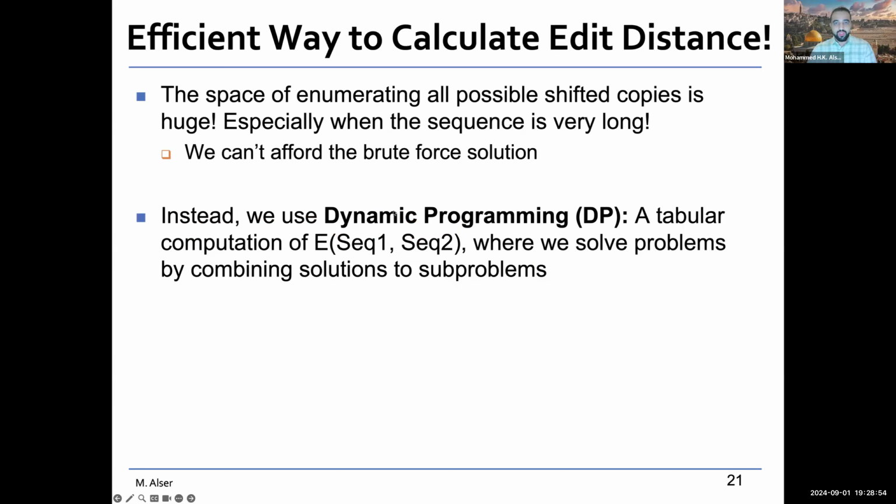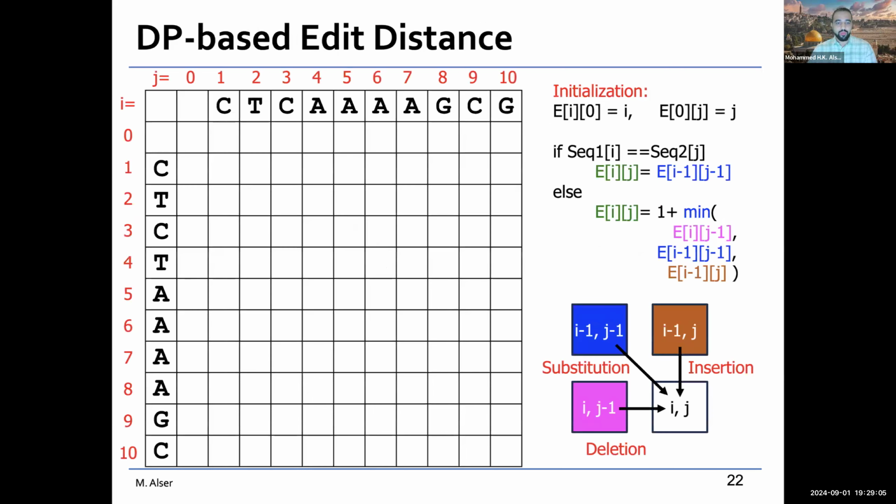So as I said, we divide the bigger problem into smaller subproblems. We solve each subproblem individually, try to get the answer to that, and then we reuse that answer to calculate the bigger problem. Let's see an example. That is the most efficient way of calculating edit distance, at least compared to the previous way where we enumerate all shifted copies of that sequence. What we do, as we call it dynamic programming, remember, it's a tabular technique. So we need to build a table.